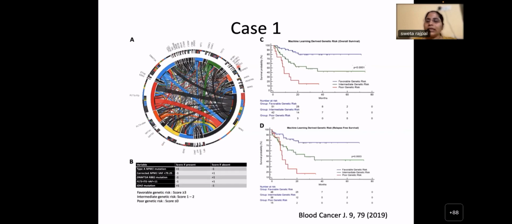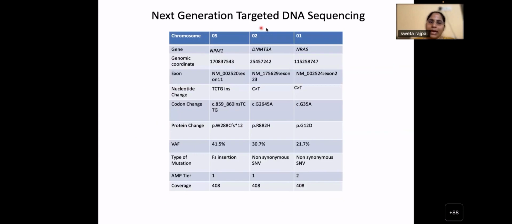So what is the importance of NGS? Apart from this NPM1 mutation, we saw two other mutations in this case. One was in DNMT3A and another NRAS mutation. So what is the importance of NGS in this case? Like by conventional PCR, we got NPM1 mutation. And what is the importance of NGS in this case?